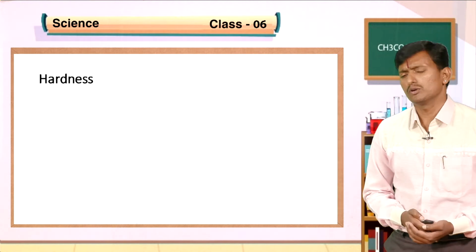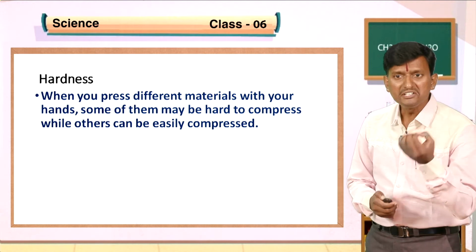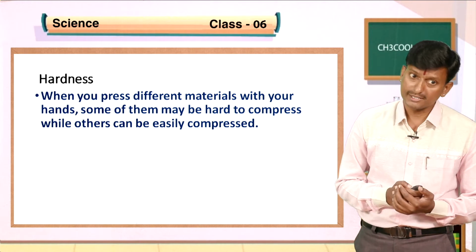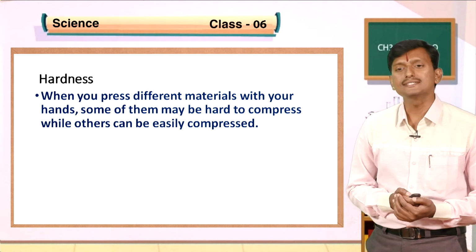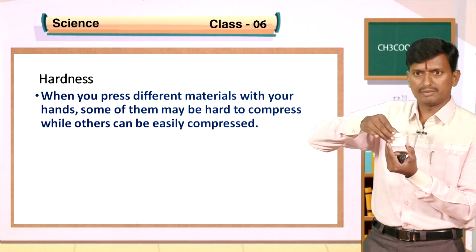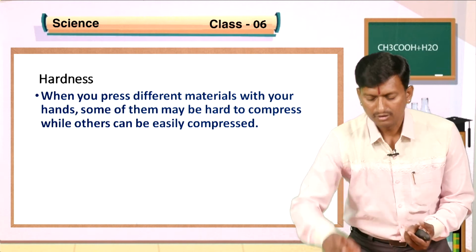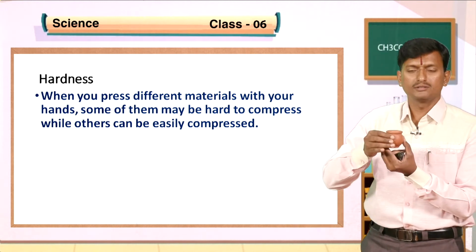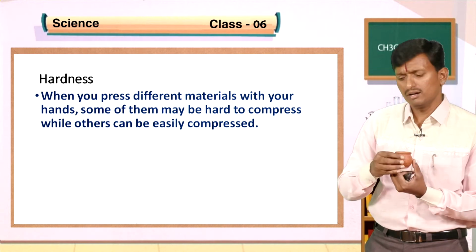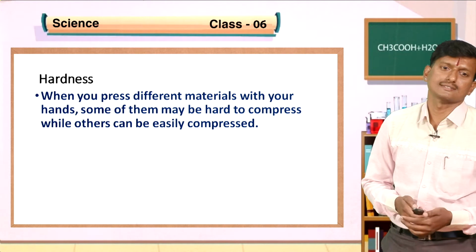Next comes hardness. What is hardness? When you press different materials with your hands, some of them may be hard to compress while others can be easily compressed. See here, if you put pressure on this paper cup, it will compress easily, but if you put pressure on this mud pot, it can't compress easily. This is one of the properties of objects, that is hardness.